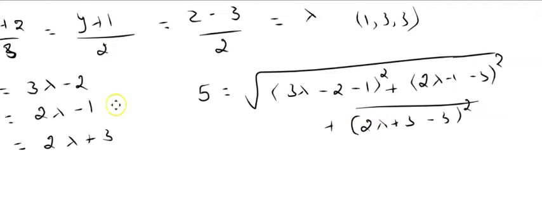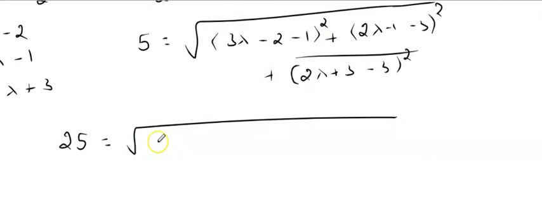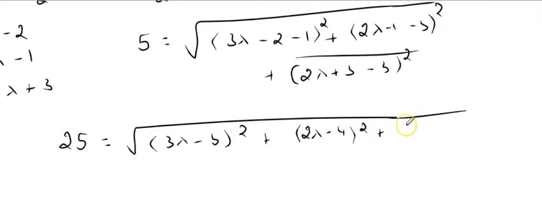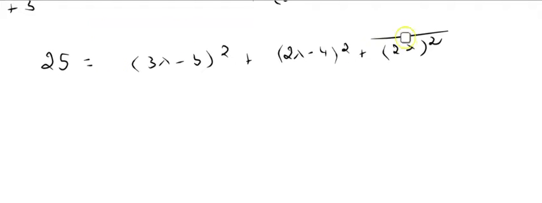So I'll square on both sides so that I can get rid of the square root. So 25 is equal to (3 lambda minus 3) the whole square plus (2 lambda minus 4) the whole square plus (2 lambda minus 3 plus 3) the whole square, where minus 3 and plus 3 get cancelled, so 2 lambda the whole square. The square root symbol will go off, because we have squared on both sides.